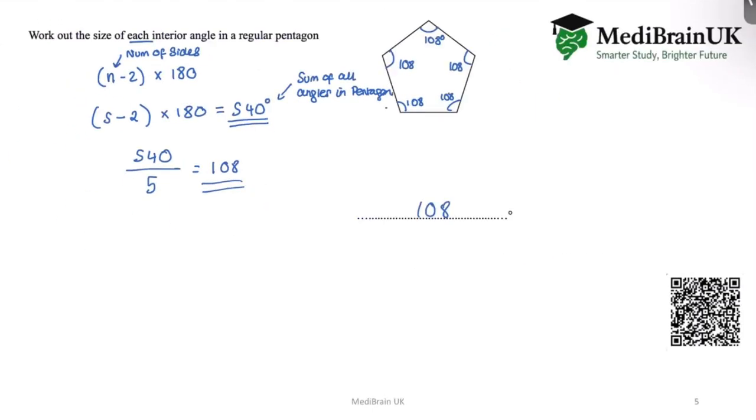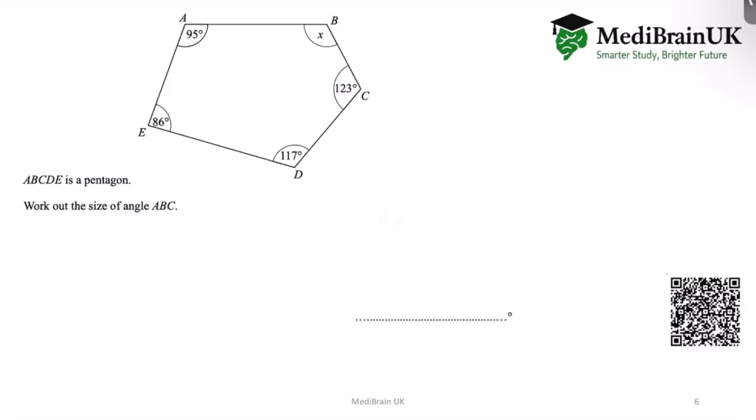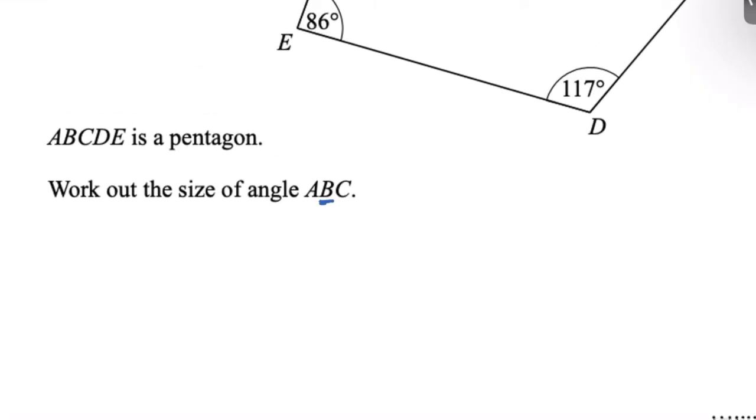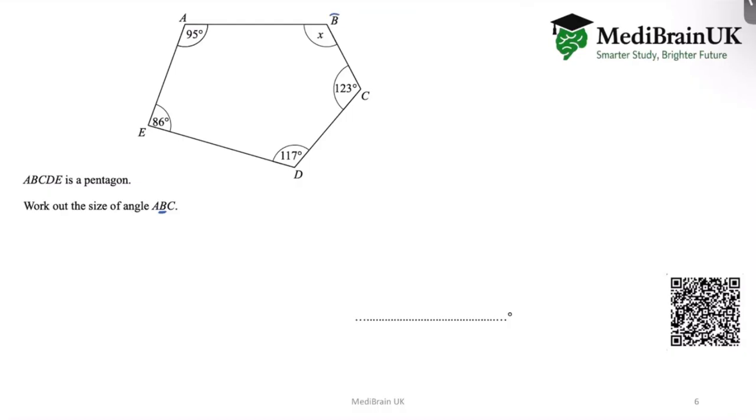So that's the most basic type of question which you can get asked in terms of angles and polygons. We're now going to take it up a level and have a look at a question like this. It says ABCDE is a pentagon. Work out the size of angle ABC. Remember, when we're asked to work out the size of an angle, it's just the middle letter that we're looking at. ABC, we're only looking at the middle letter, which is B. So that's x.